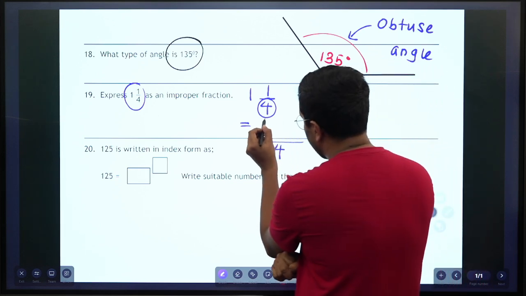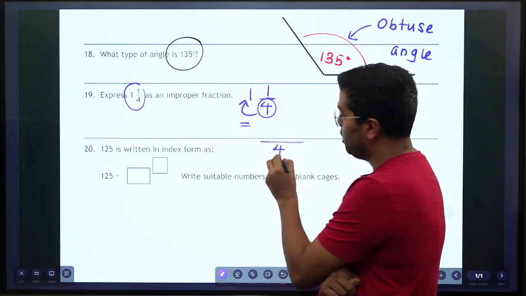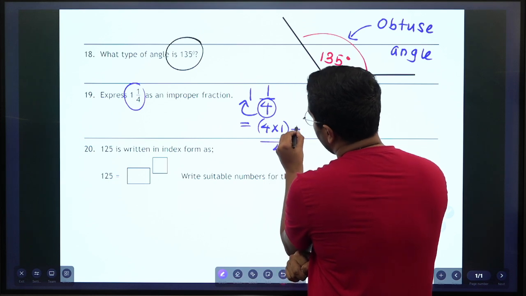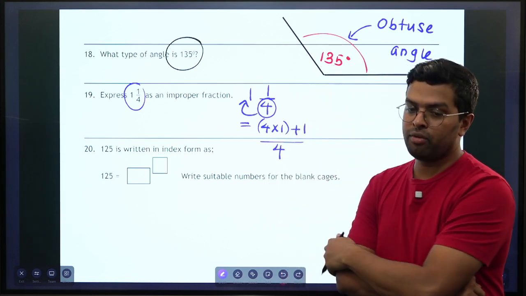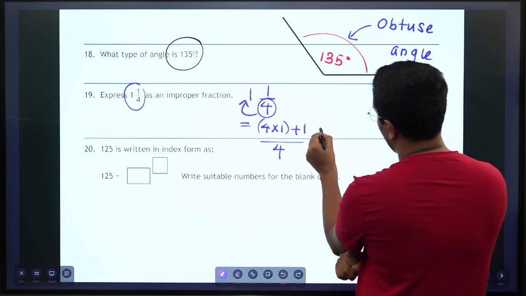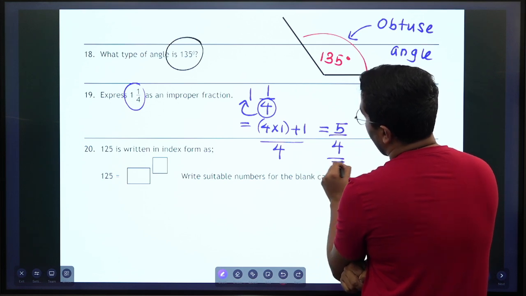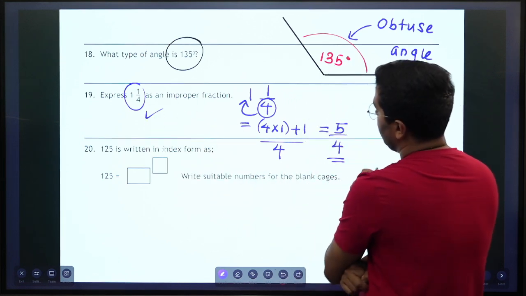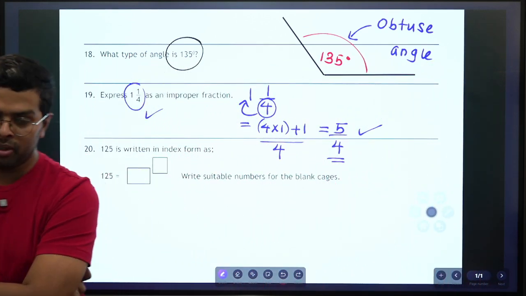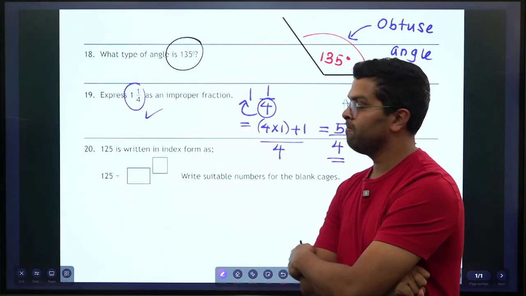Now what happens to the numerator? The denominator value is multiplied with the whole number. So 4 you are multiplying with 1, and to the answer you are adding the numerator. 4 into 1 is 4. 4 plus 1 is 5. So 5 divided by 4. This mixed number, we converted into an improper fraction. Clear? Right.